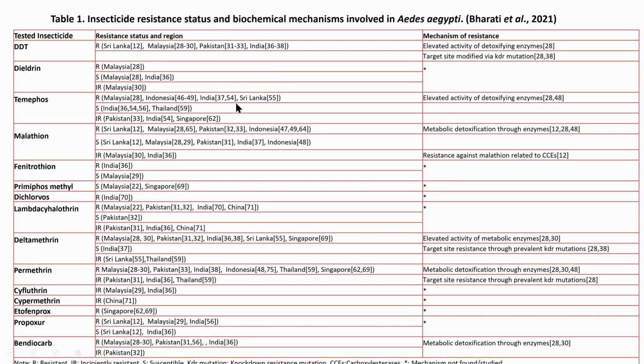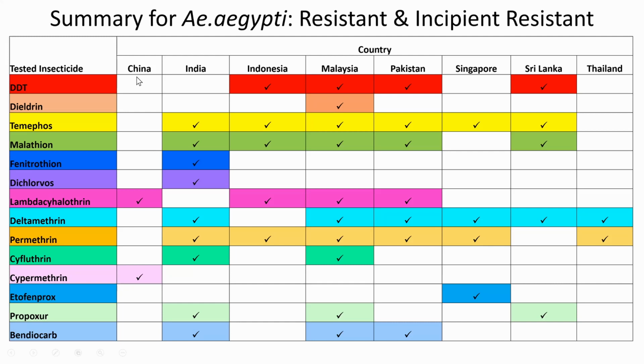This is a table which I have taken from Bharti et al. 2021, where she has done a systematic review on the global insecticide resistance mechanism. But I have selected only those countries from Asia, and I have summarized the Aedes aegypti here for a clearer picture.